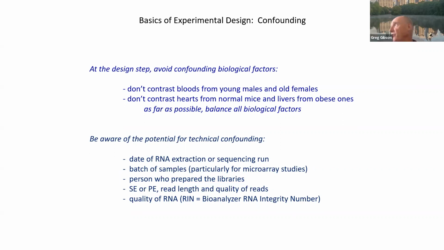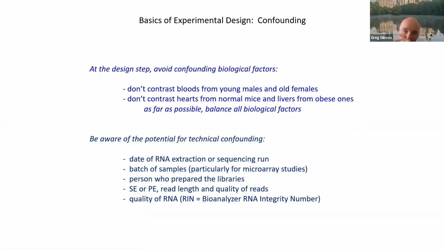Now, the design doesn't have to be perfectly balanced. You don't have to have an equal number of each type, because the statistical tools are fairly insensitive to that. But you clearly don't want things to be completely confounded. Another example: if you contrast hearts and livers, you want to make sure that they're from, say, weight matched mice. In this case, a heart and a liver are so different that it wouldn't matter. But if you did, say, ileum versus colon from normal and obese mice, you might not be able to tell which it is, whether it's one or the other.